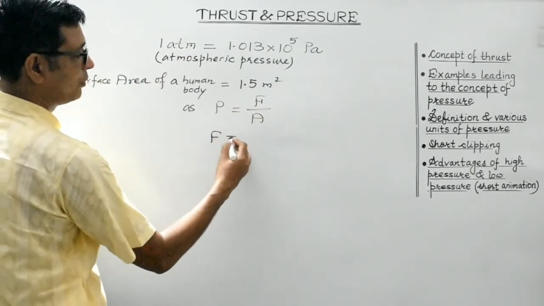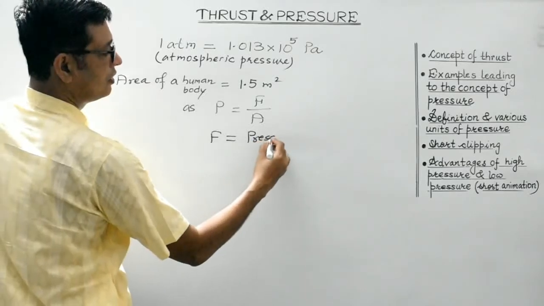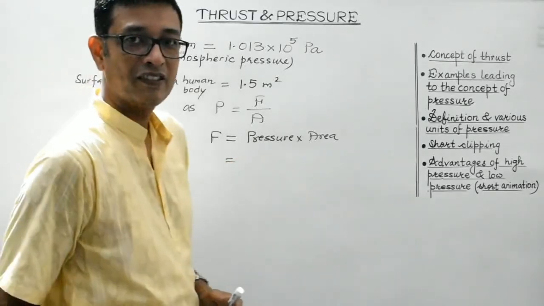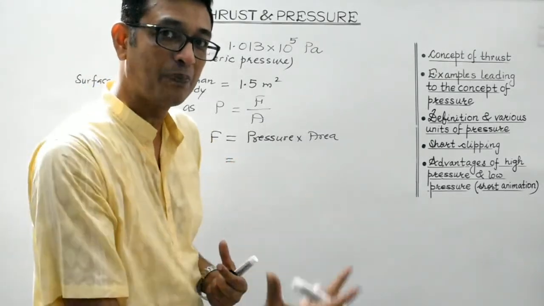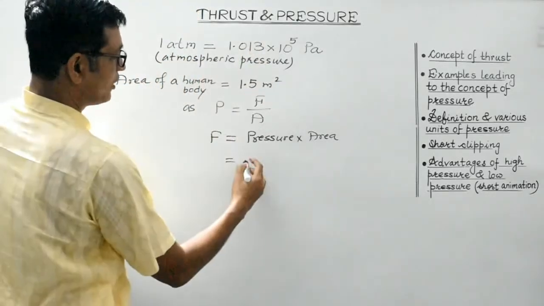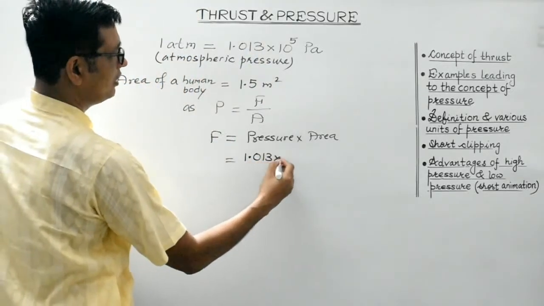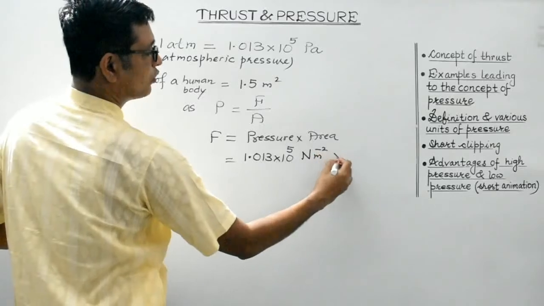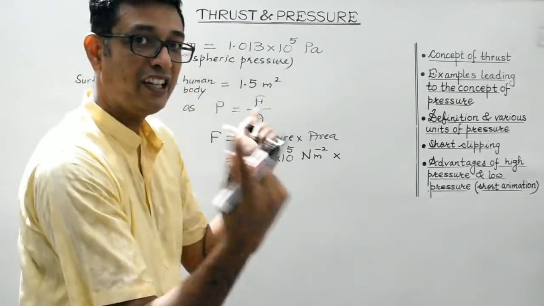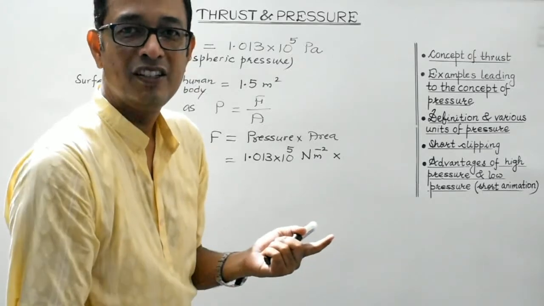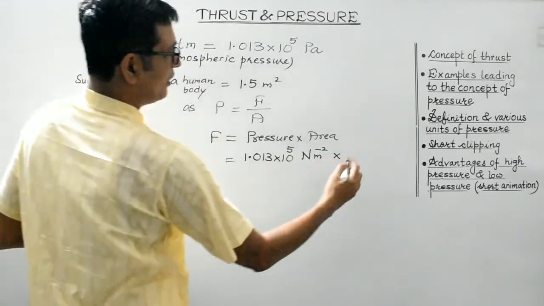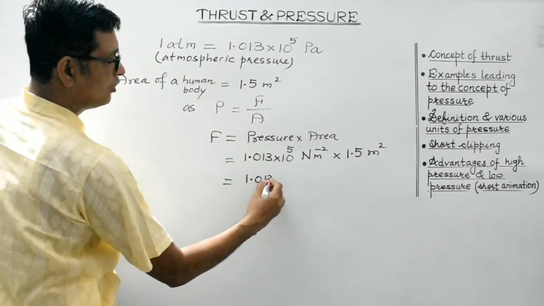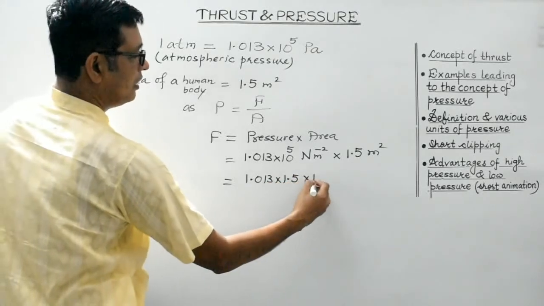So force would be equal to pressure multiplied by area. The force acting on our body due to the atmospheric pressure would be, what is the atmospheric pressure? It is 1.013 into 10 raised to the 5 Pascal, that is Newton per meter square, multiplied by the surface area of an average adult human body, which is about 1.5 meters square. So it would be 1.013 multiplied by 1.5 into 10 raised to the 5.